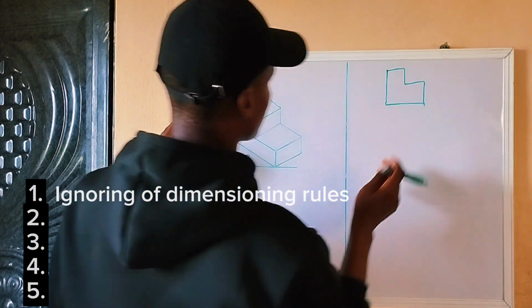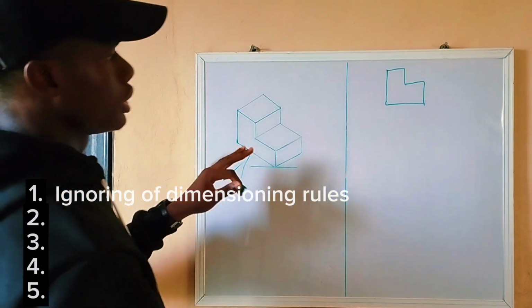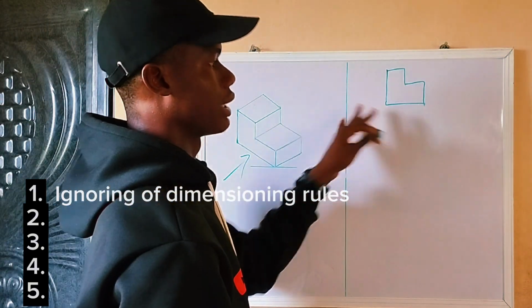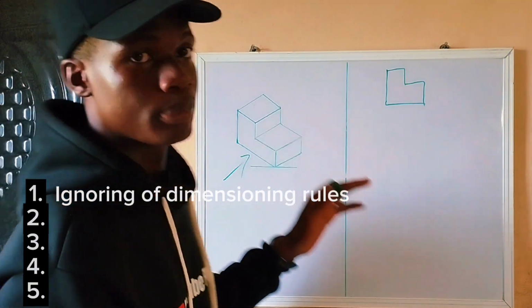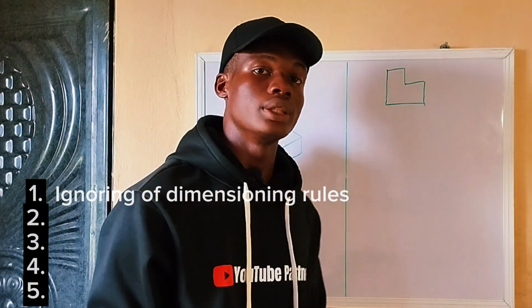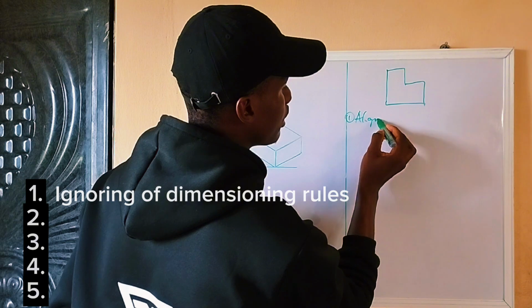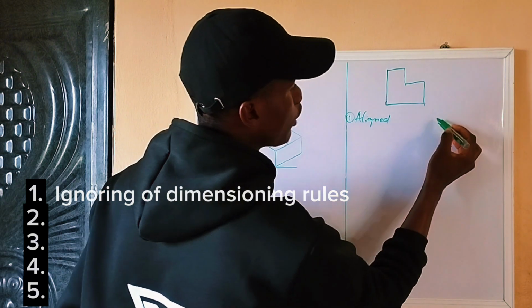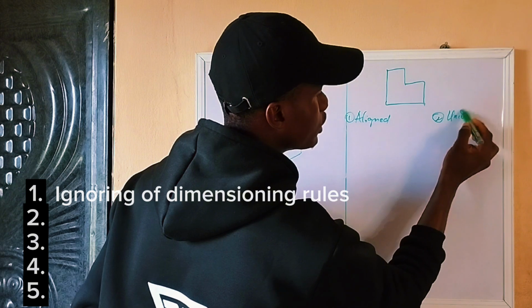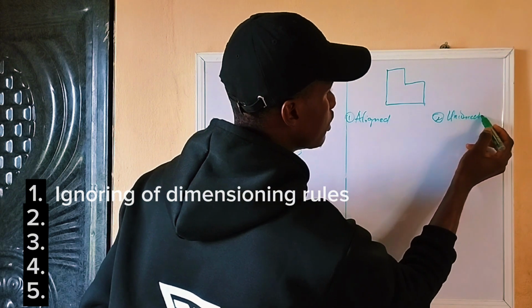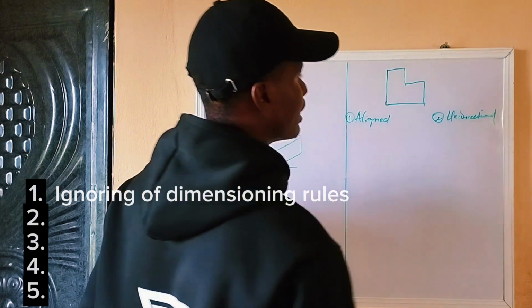Note, this is not actually drawn to scale. So I'll just dimension it anyhow, just to explain the way dimensioning is. All right. So we have two types of dimensioning. Number one, we have the aligned dimensioning, and number two, we have the unidirectional dimensioning.